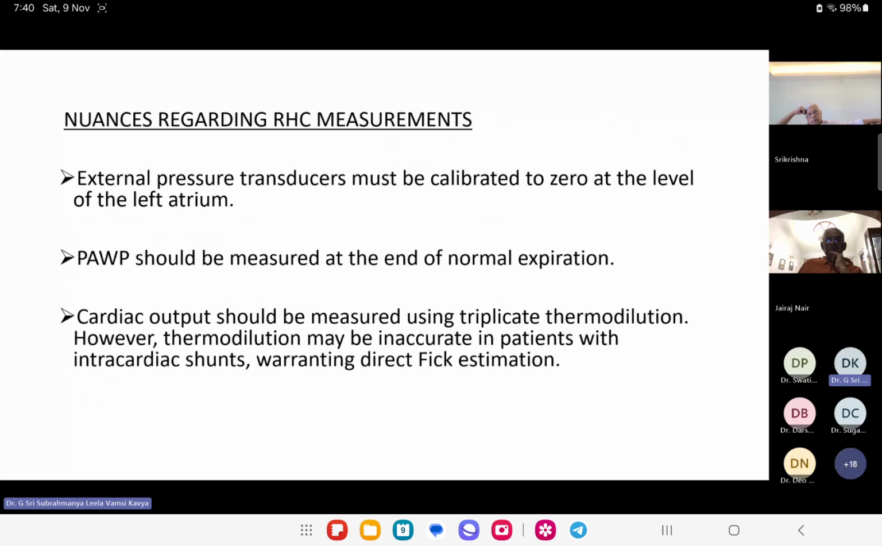The nuances regarding RHC measurements include: external pressure transducers must be calibrated at zero at the level of the left atrium, and the wedge pressure should be measured at the end of normal expiration. Cardiac output should be measured using triplicate thermodilution. However, thermodilution may be inaccurate in patients with intracardiac shunts, warranting direct Fick estimation.